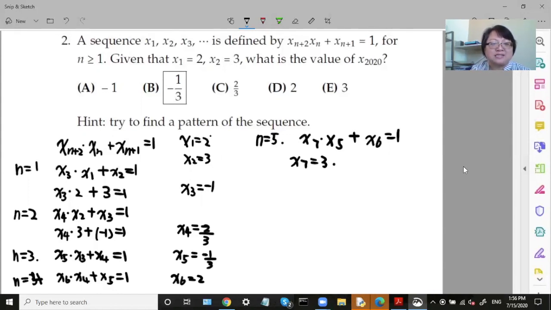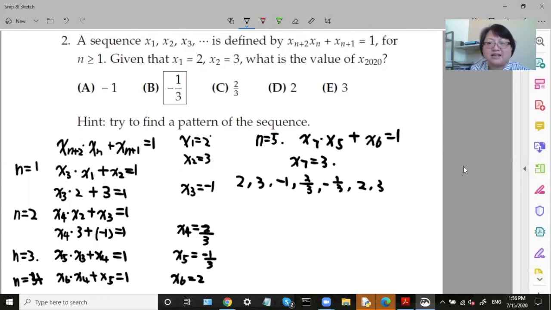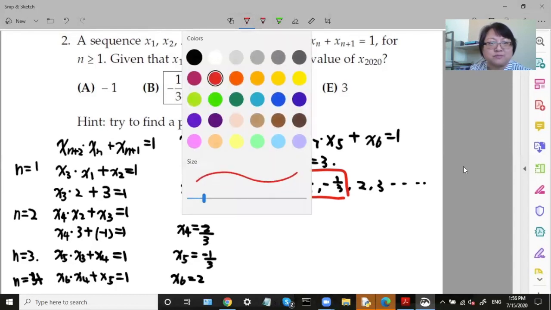Okay, so by this time, actually, you can find the pattern of this sequence. We get x1 equals 2, 3, -1, 2 over 3, -1 over 3, and then 2, 3 again. So it will grow like this. We will have these 5 numbers repeated again and again. That's this sequence. Okay, so let's determine the value of x2020.